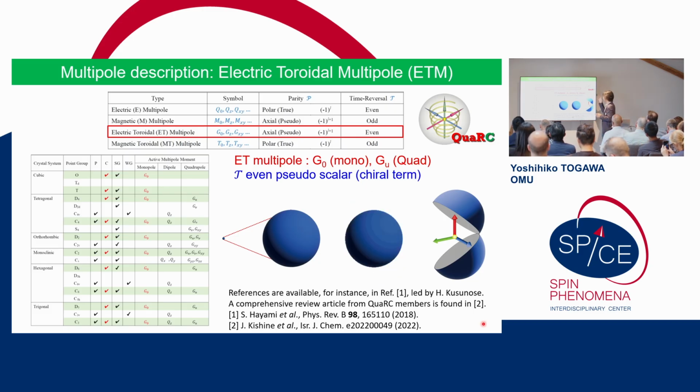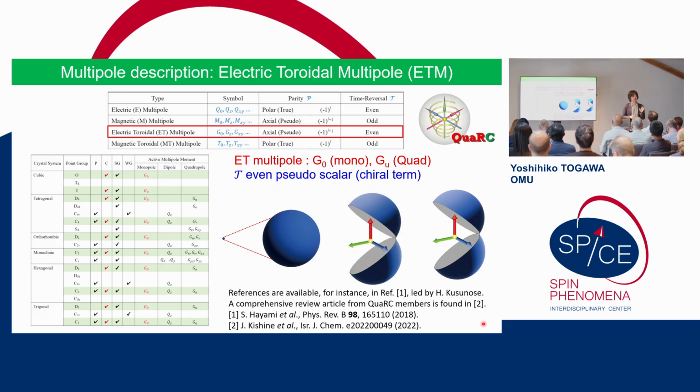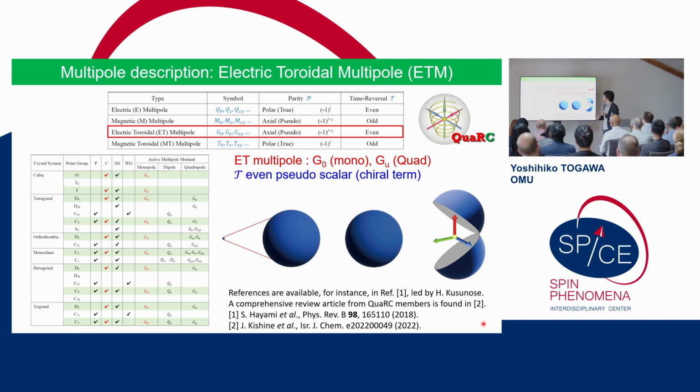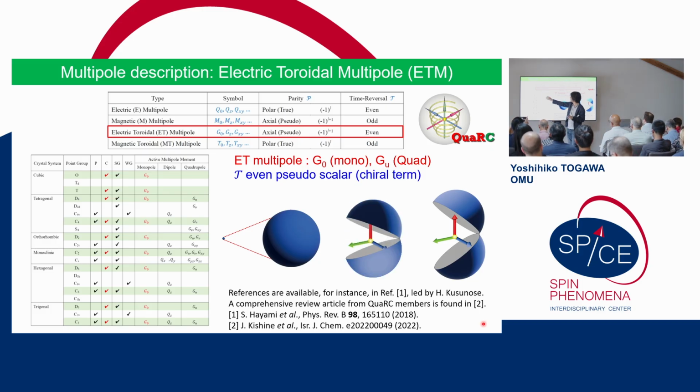To express such a physical quantity, the multipole description is really nice, as Professor Spalding explained in his talk on the first day. In that case, the electric toroidal multipole is a really nice quantity to describe the chirality. It has a monopole, dipole, and quadrupole, and many higher-order multipoles, which are really nice to describe the chirality. If you are interested, please see this literature.